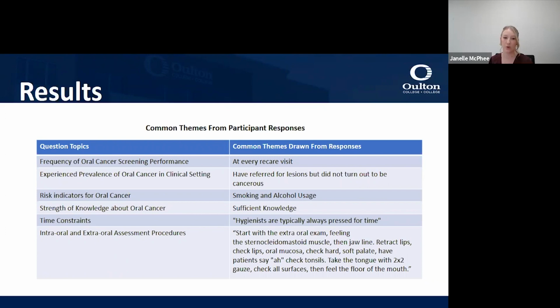Intraoral and extraoral assessment procedures: one said that they start with the extraoral exam, feeling the sternocleidomastoid muscle, then the jawline. They retract the lips, check the lips and oral mucosa, check the hard palate and soft palate, have patients say ah, check the tonsils, take the tongue with a 2x2 gauze, check all surfaces, and feel the floor of the mouth.